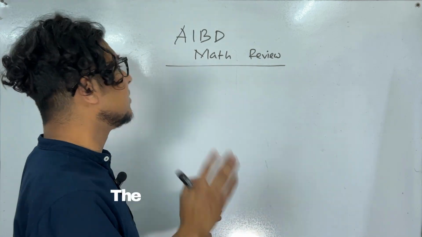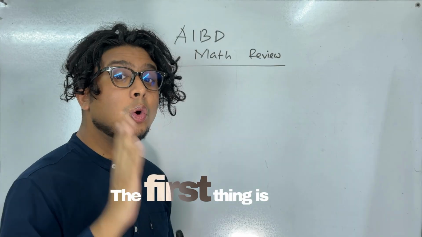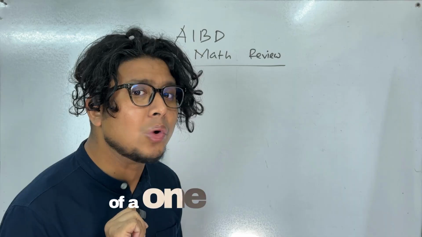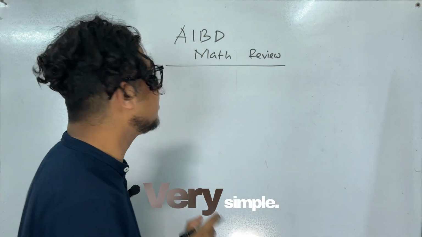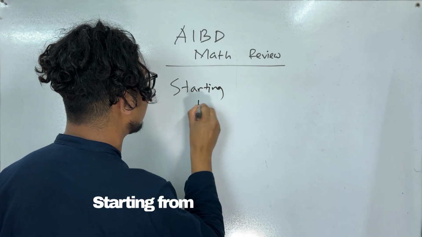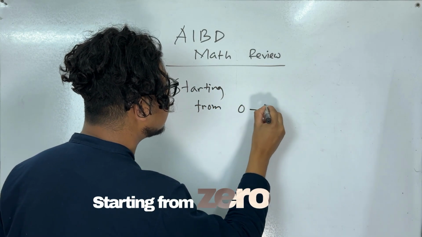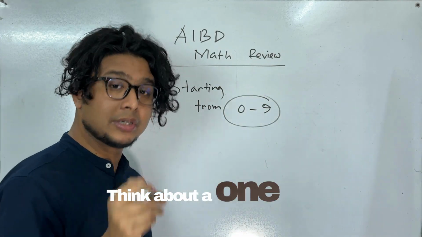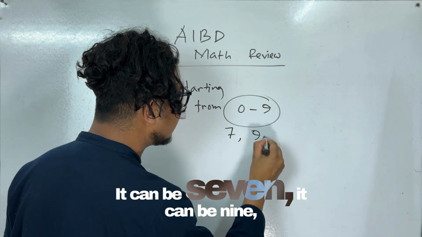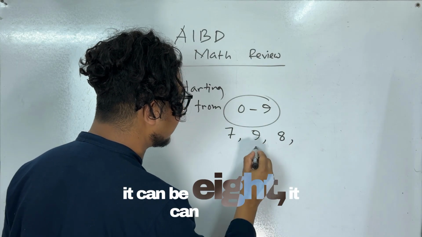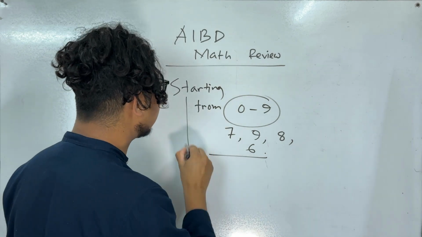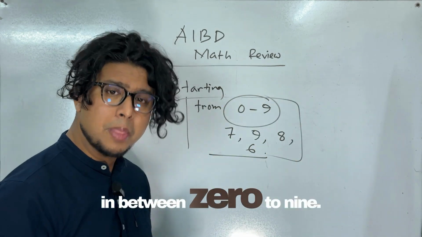Let's have a look. The first thing is, what is the base of a one-digit number? Very simple. Starting from 0 to 9. Think about a one-digit number. It can be 7, it can be 9, it can be 8, it can be 6. So the one-digit number is always in between 0 to 9.